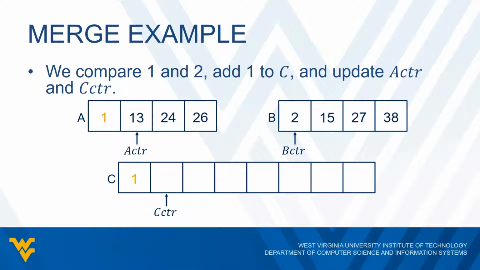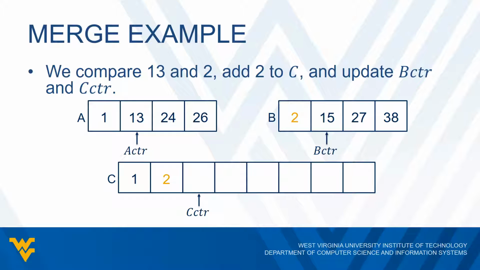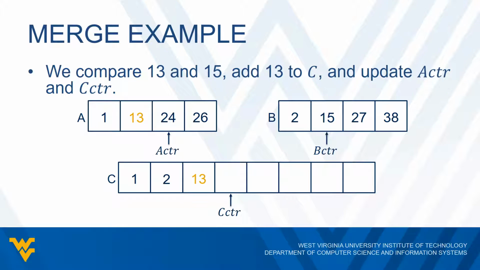And since we copied from A, we're going to increment A counter, and we're also going to increment the C counter. We're then going to compare 13 from A and 2 from B. So since 2 is the smaller one, we're going to copy that and put that into C. We're then going to increment B counter, and we're also going to increment C counter. We then compare 13 and 15. So since 13 is the smaller number of the two, we're going to take 13 from A, copy that into C. So then we're going to increment both A counter and C counter.